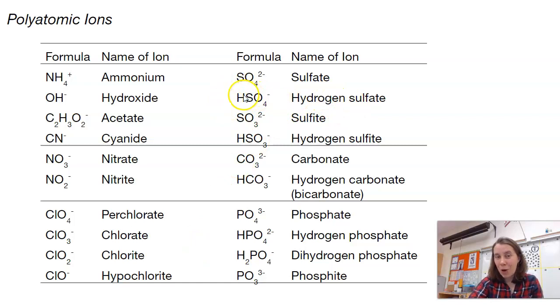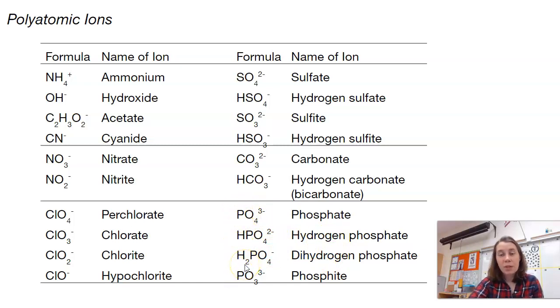Adding hydrogen in the front puts an H in the front, and then also adds 1 to the charge. So when we went from sulfate to hydrogen sulfate, we went from -2 to -1. All right, same thing going from carbonate to hydrogen carbonate, all right, which is also called bicarbonate. And then from phosphate to hydrogen phosphate to dihydrogen phosphate. Again, the charge goes up by 1 each time, and we add a hydrogen each time.